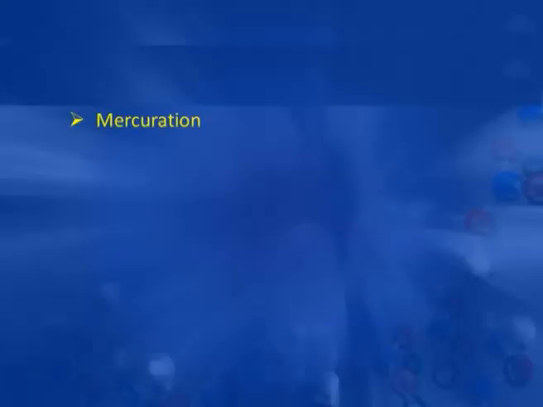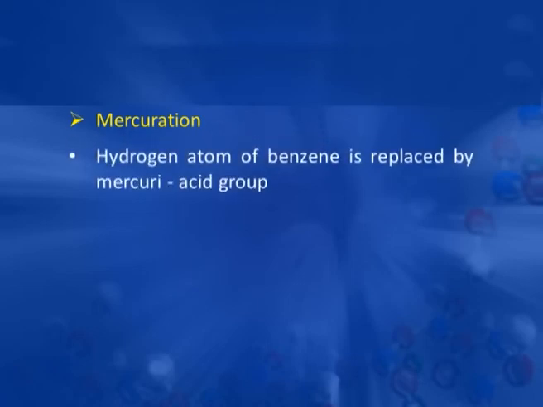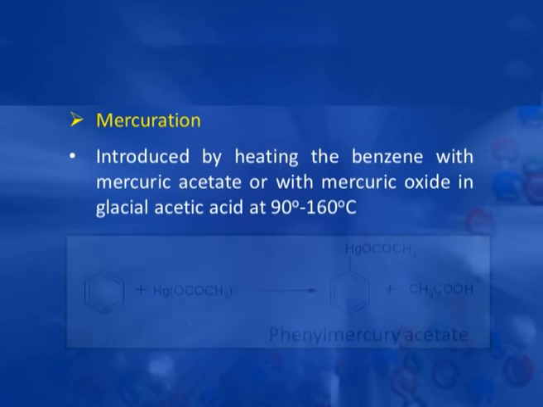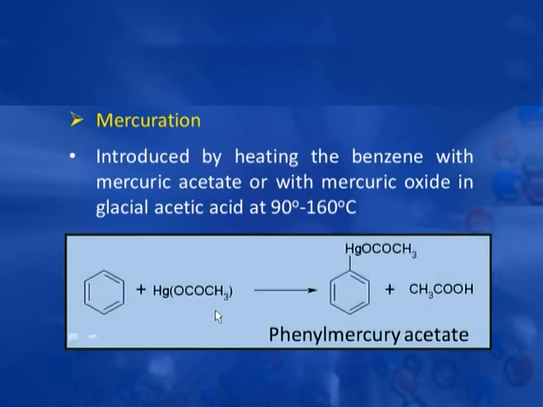Now, when we discussed electrophilic substitution of benzene in the last lecture, we were left with mercuration. When one hydrogen of benzene is replaced by a mercury acid group, that is known as mercuration. The most common group is the acetoxy mercury group, and this can be introduced by reaction with mercuric acetate or with mercuric oxide in glacial acetic acid at 90 to 160 degrees C, and we get the product phenyl mercury acetate.